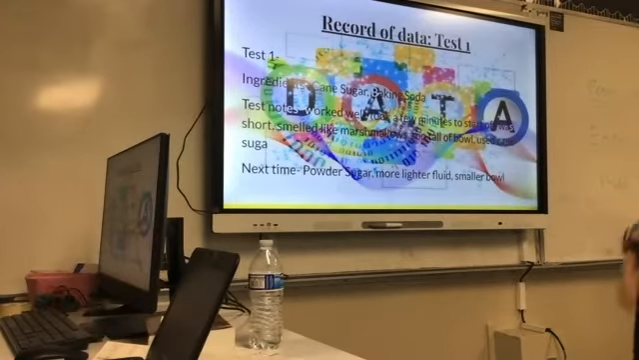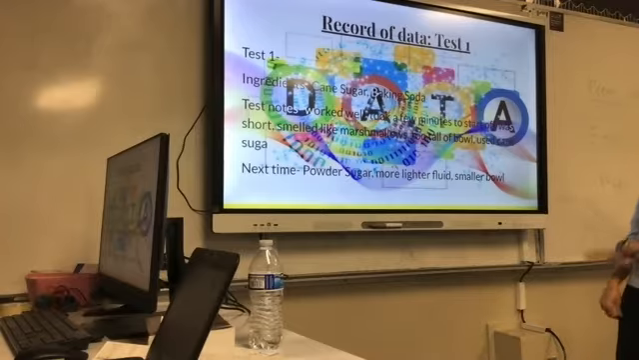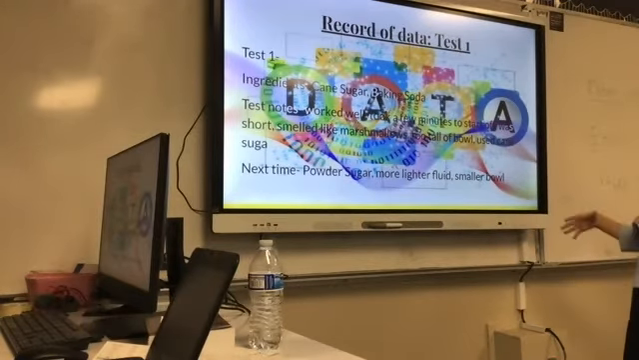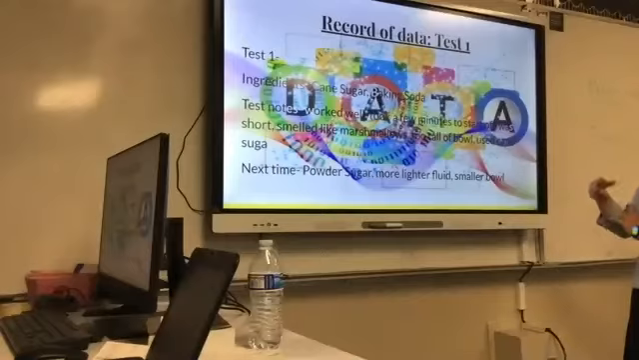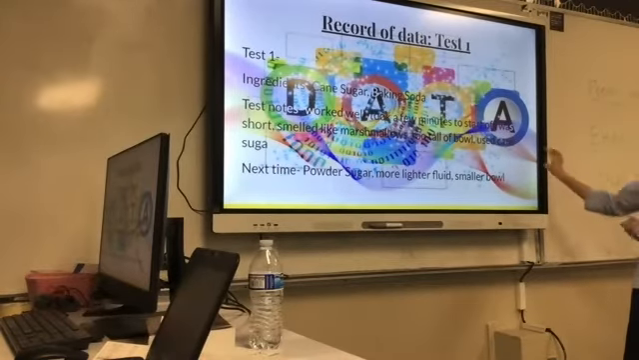So test one turned out pretty well. I used cane sugar and baking soda. It worked pretty well. It took a few minutes to start off, and it was short, and it smelled like marshmallows, which was a plus. And I think I used too tall of a bowl, so I need to use a different kind of bowl, and I used cane sugar. So next time, I'm going to use powdered sugar with lighter fluid.